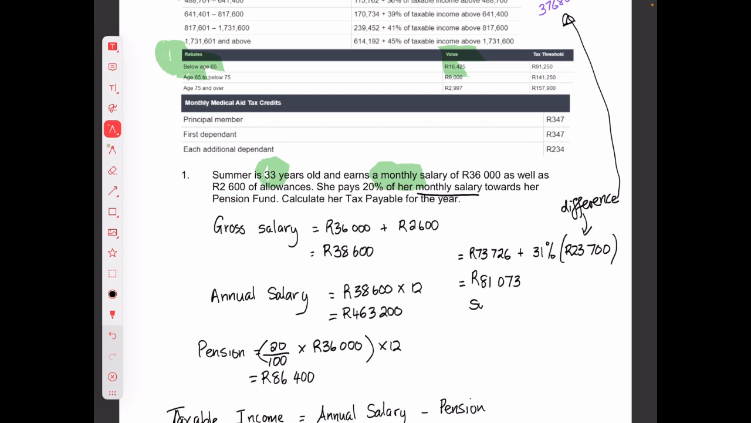So just make a note for yourself: subtract the rebate. This is according to your age. So here we're going to have 81,073 subtract 16,425. So you're going to follow these steps. It could be a different amount because each year the tax table changes. So therefore the amounts will change, but the steps will stay the same. So we end up with 64,648.